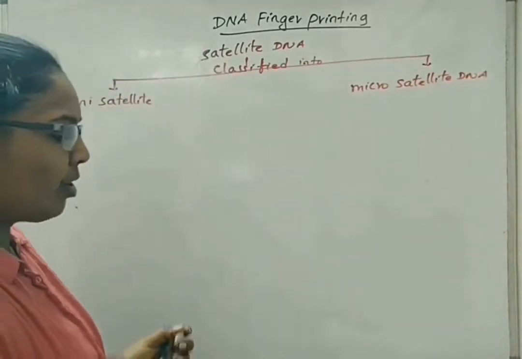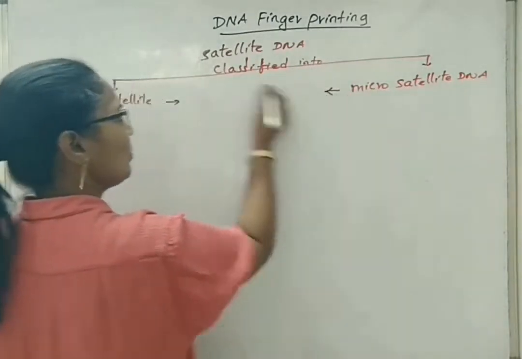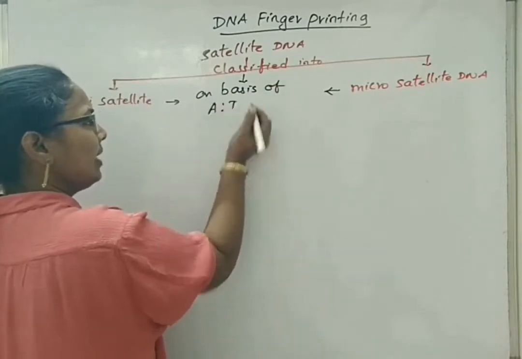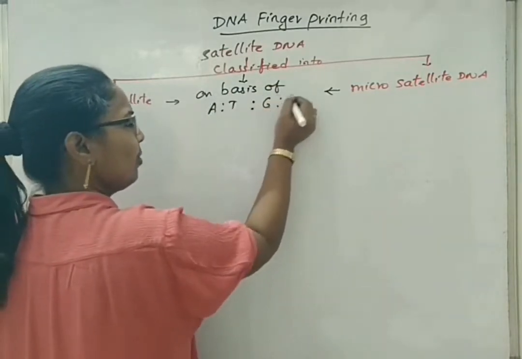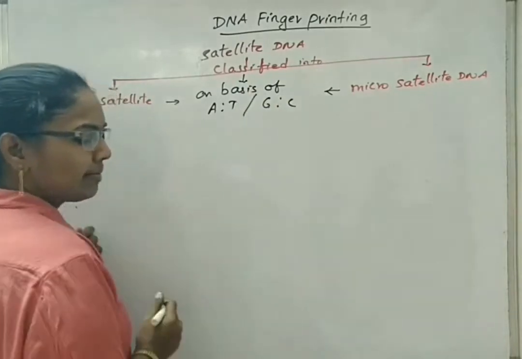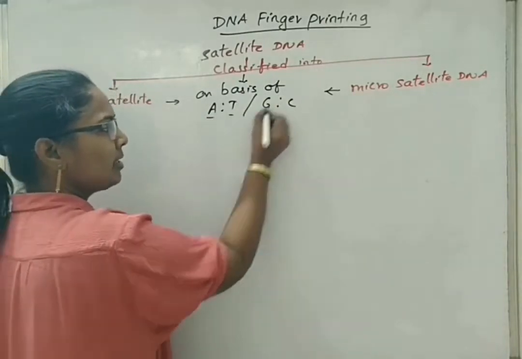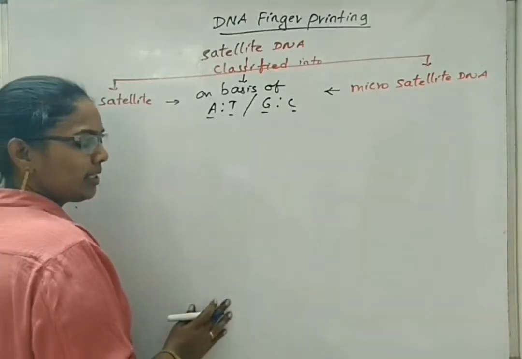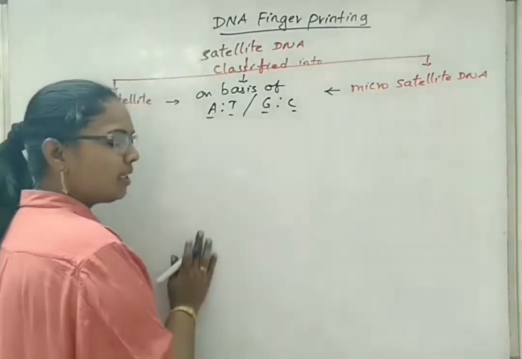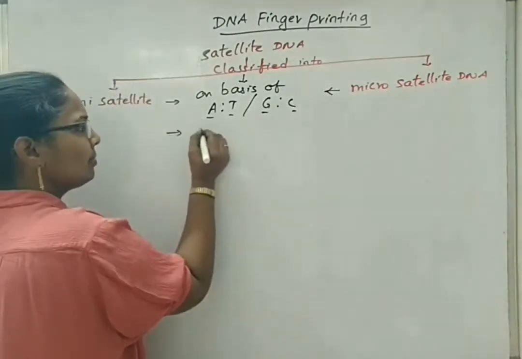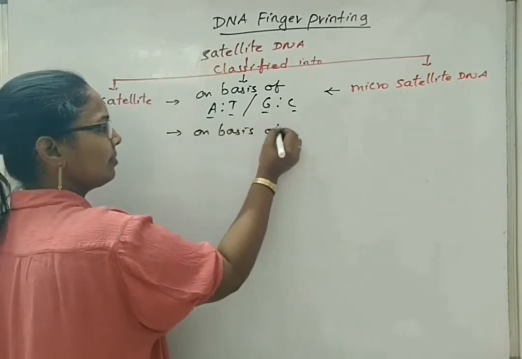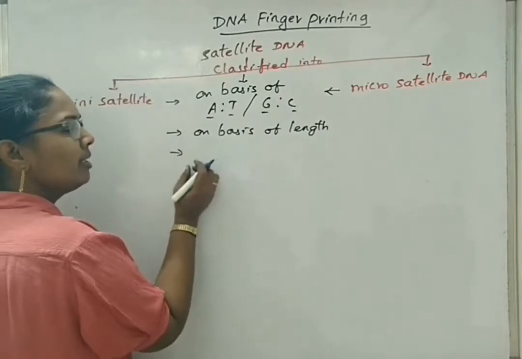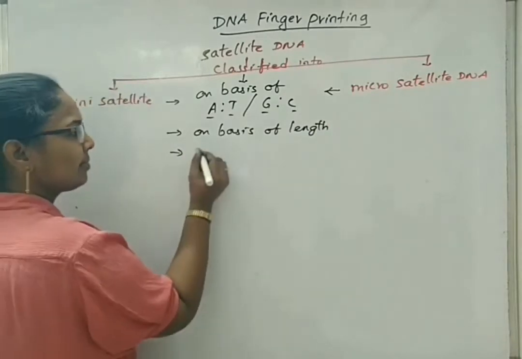These both are classified on the basis of adenine and guanine content, and guanine and cytosine content. That means how many adenine-guanine combinations are there, and how many guanine and cytosine combinations are there. Based on these two types of combinations and the percentages in which they are present, these both are classified. Also on the basis of the length of the satellite DNA, and next, on the basis of the number of repeated sequences.